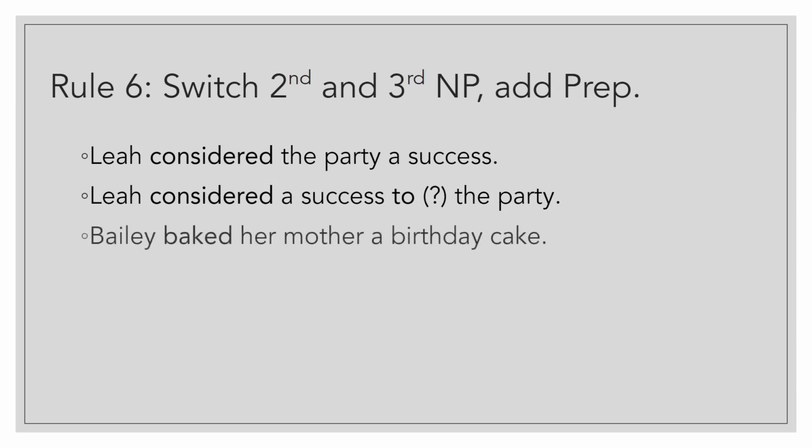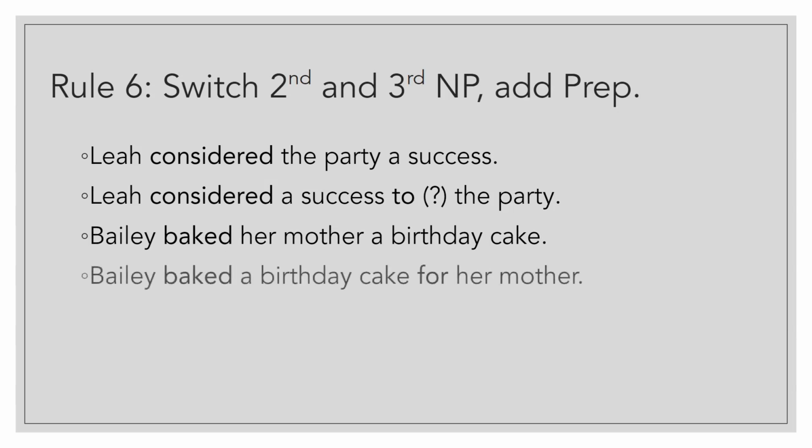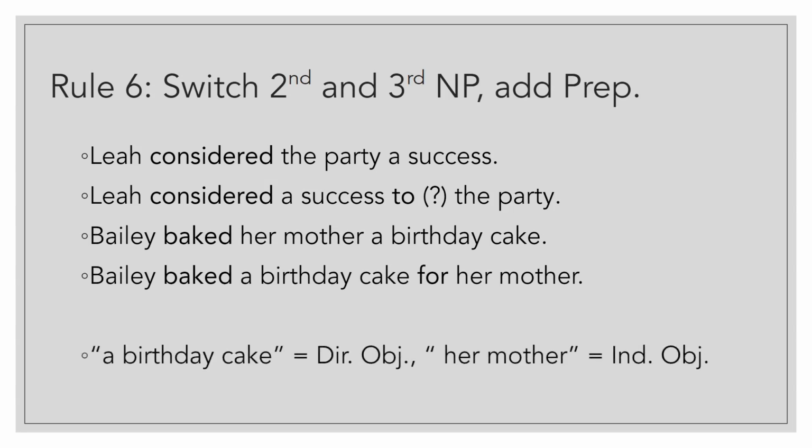Whereas here, Bailey baked her mother a birthday cake. If I switch around mother and cake, I can put the preposition for. She baked a birthday cake for her mother. And to me, that sounds perfectly fine. That is a grammatical English sentence. So again, if I can do this old switcheroo and add a preposition, that tells me I've got two objects, right? A direct object and an indirect object. And notice the indirect object is the one that goes after that preposition.